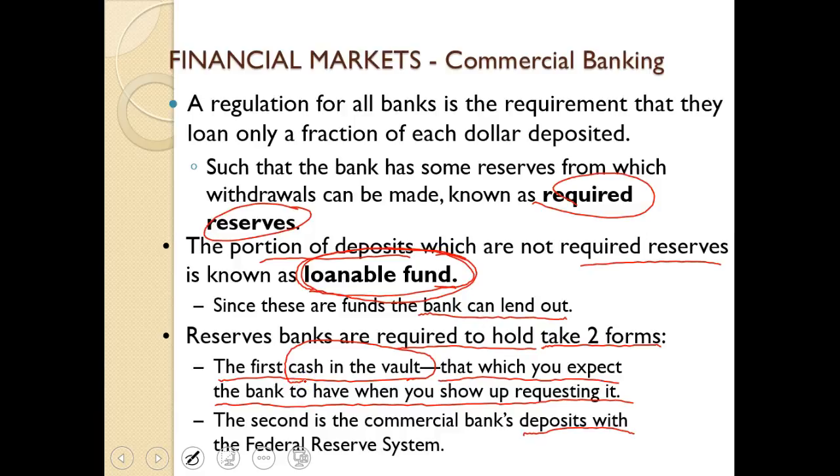The second way that they can keep these required reserves is that they make deposits with the Federal Reserve System. So those are the only two ways that banks can keep required reserves.